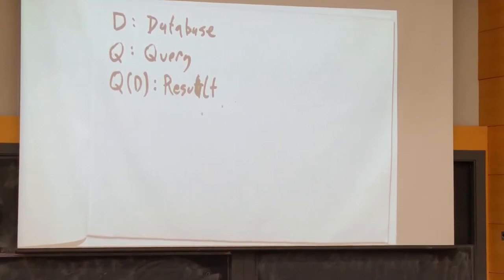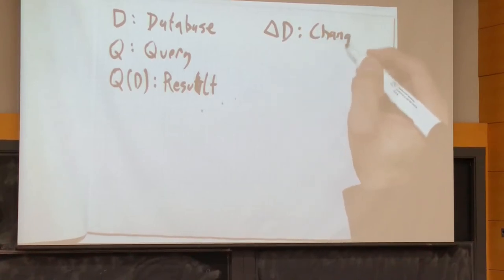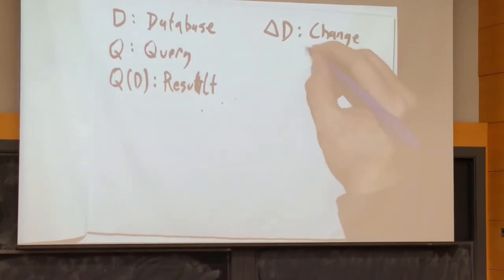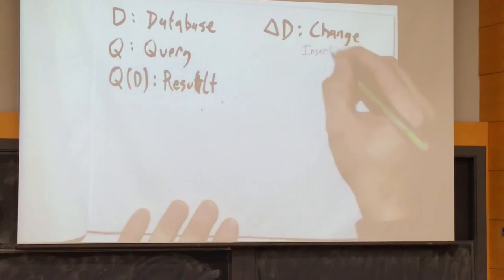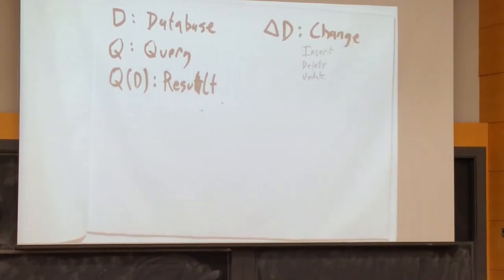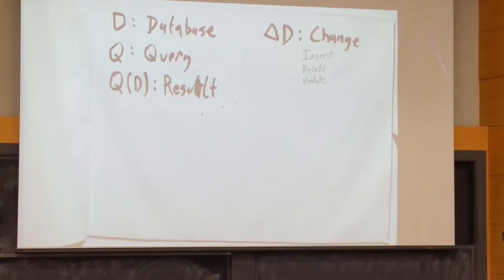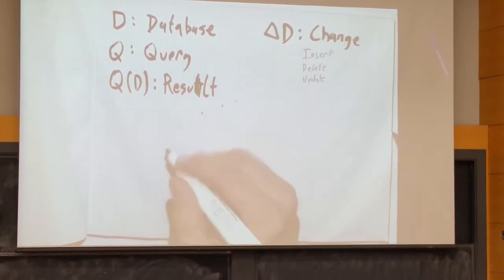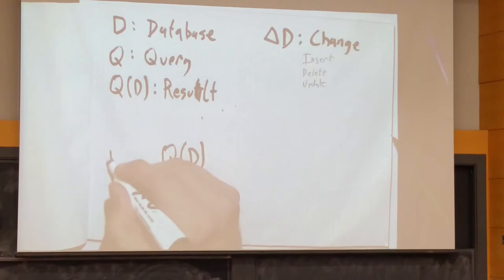Now we also have some sort of change that has just happened. I'm going to label that delta D. And just to be clear, a change can be something like an insert, a delete, an update, and that's the big three. So I either insert a row into a table, I delete a row from a table, or I change the contents of a row. So the idea, basically, is that what we have when we start the entire process is the result. We have Q of D. And we also have this change.